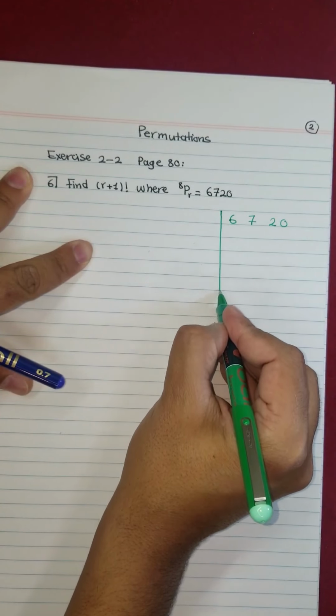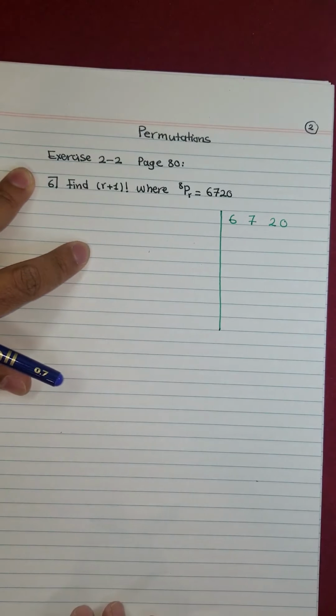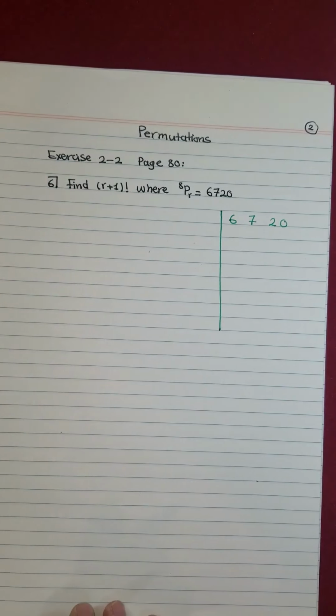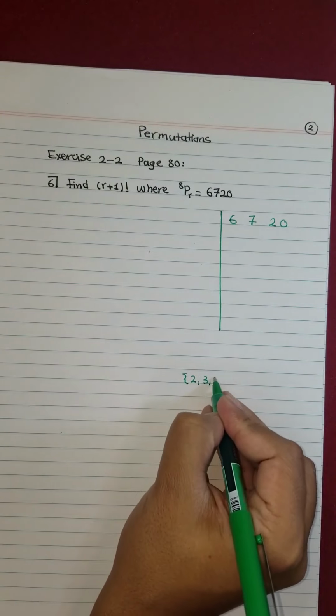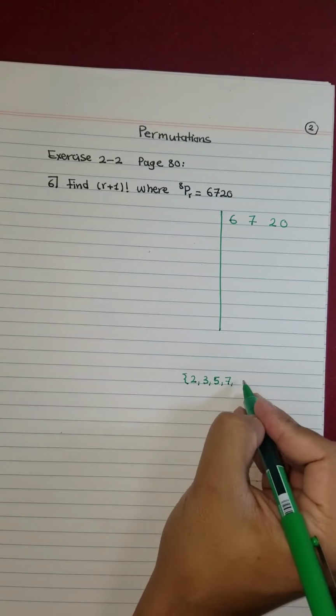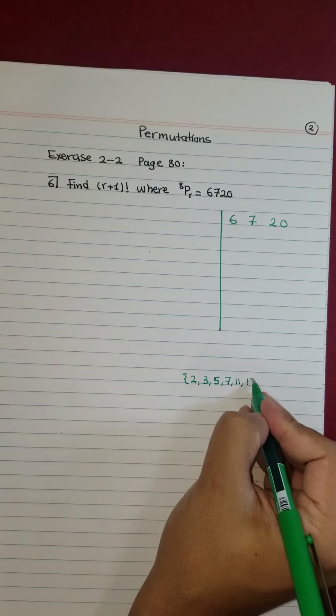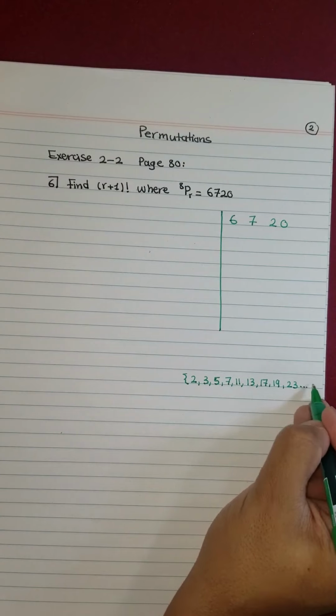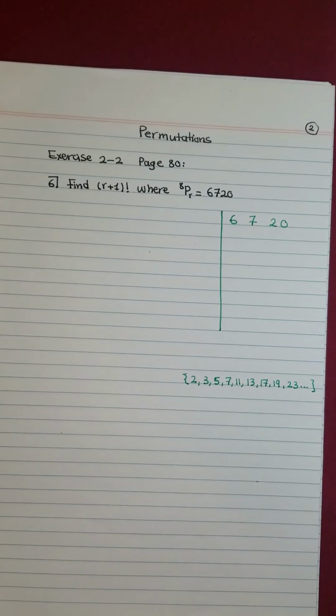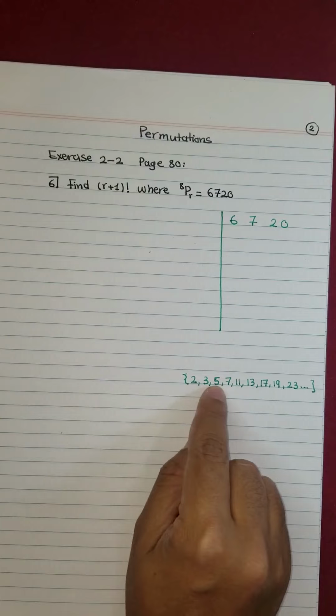And the way we do it, I told you that you can take 6,720 and you factorize it. You get the prime factors of this number. Just a reminder, the prime numbers are 2, 3, 5, 7, 11, 13, 17, 19, 23, and so on. But what we actually care about usually is the first 3 digits.